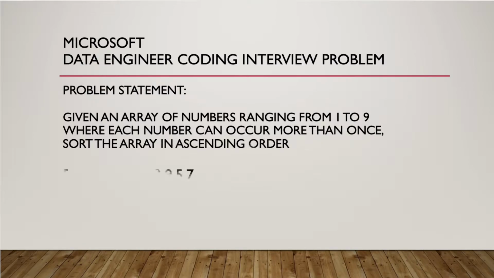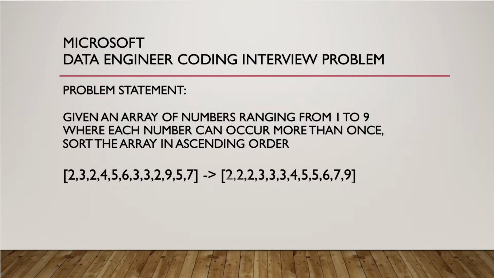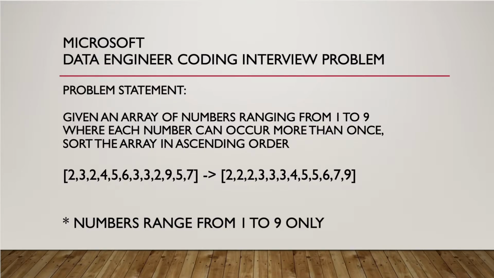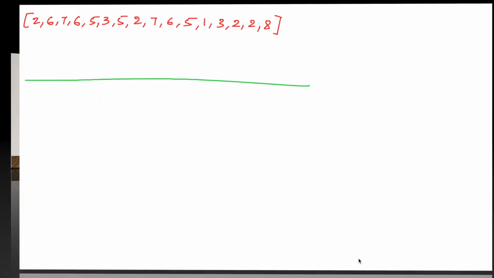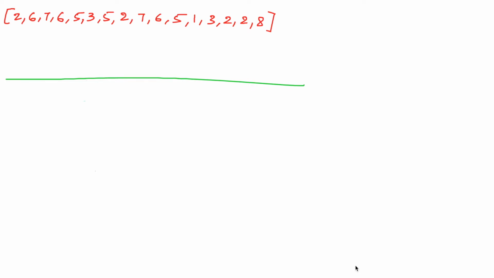Let us assume this example given here, and the important note given is that the numbers will range only from 1 to 9. Assume that the given array is as shown in the picture. The numbers are 2, 6, 7, 6, 5, 3, 5, 2, 7, 6, 5, 1, 3, 2, 2, and 8. The numbers are ranging from 1 to 9 as said in the problem.